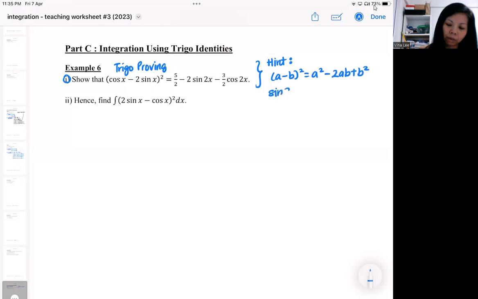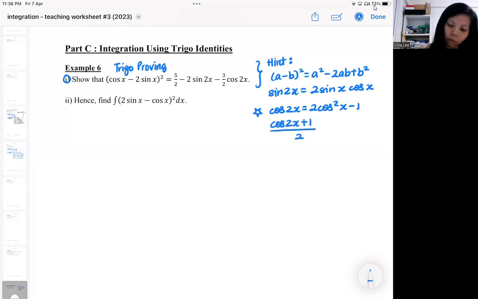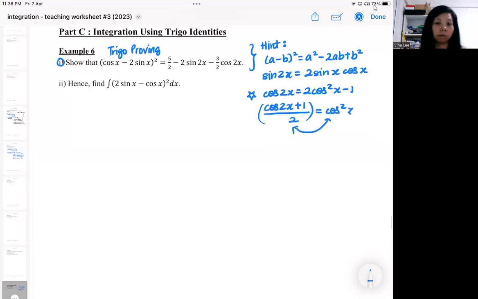So the double angle will be this one. The double angle is provided during exam. So you got to stare at the double angle. Particularly, you're going to stare at this one. You stare at this one, and you make cosine square the subject. So this is the formula for cosine square. So I'm giving you the hint first, then you can try the proving.